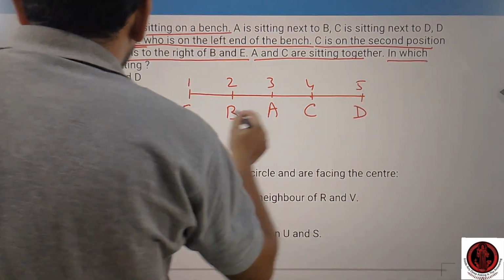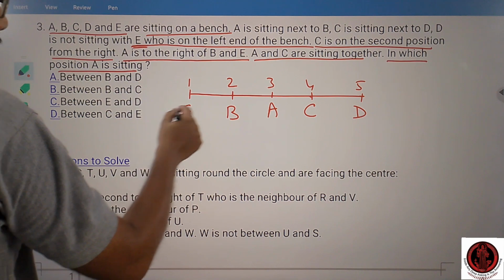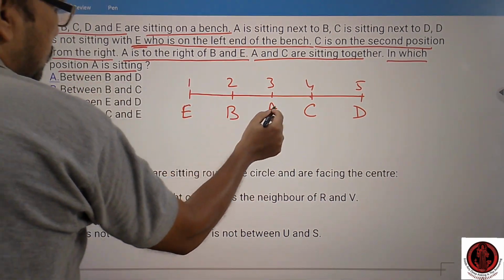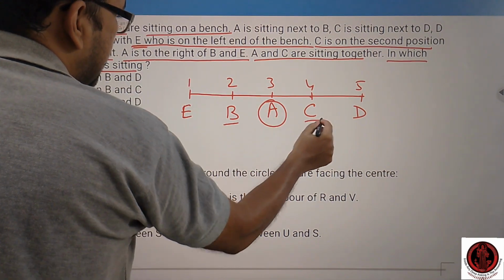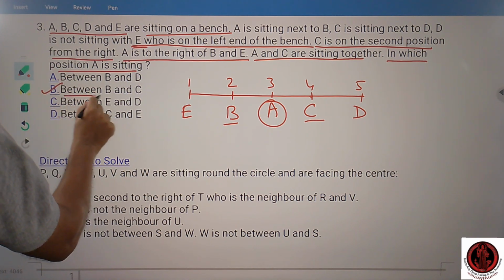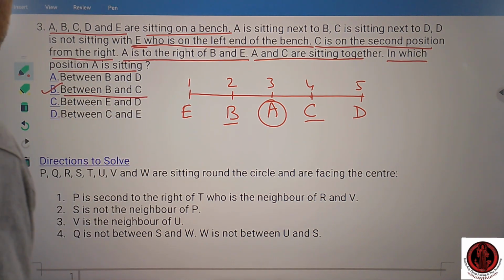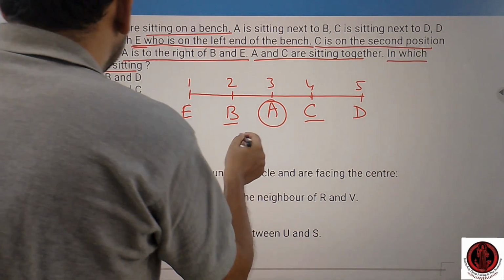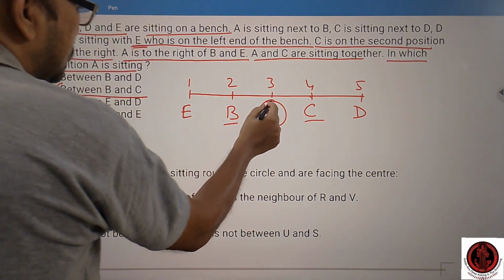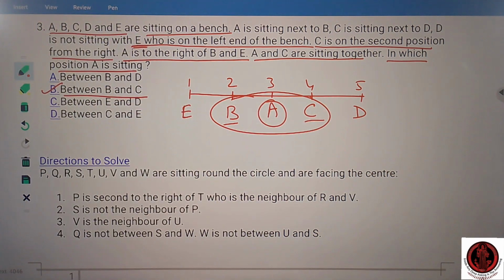Now the question is, in which position is A sitting? Now A is sitting in which position? Between B and C. So the answer is option B. A is sitting between B and C. This is the answer. Okay.